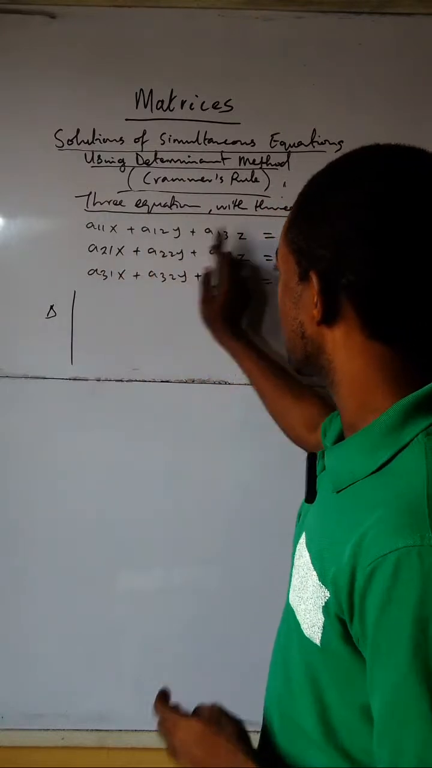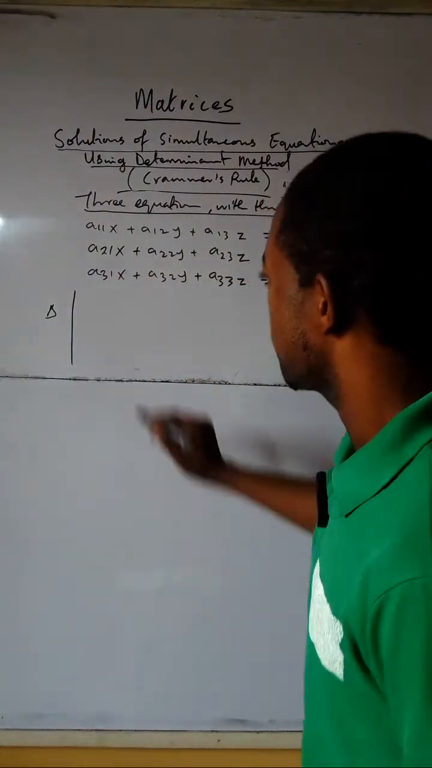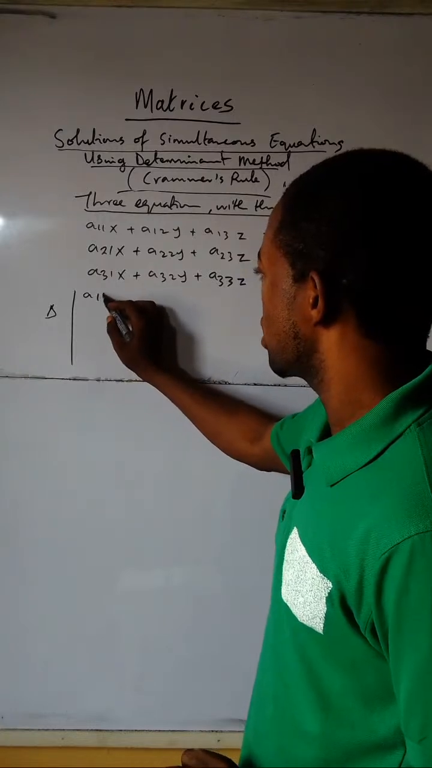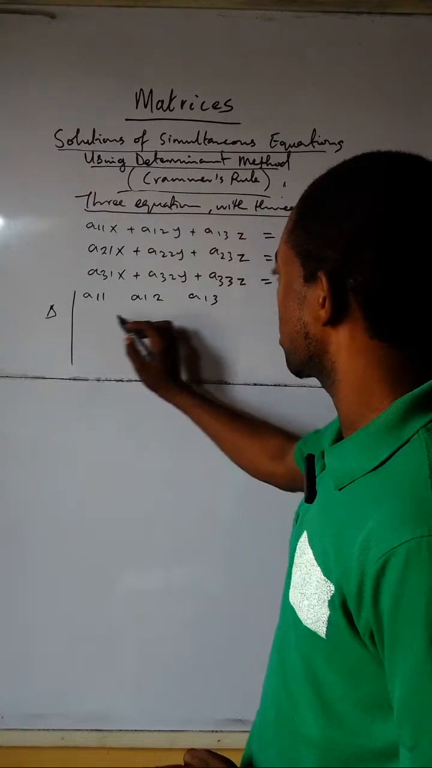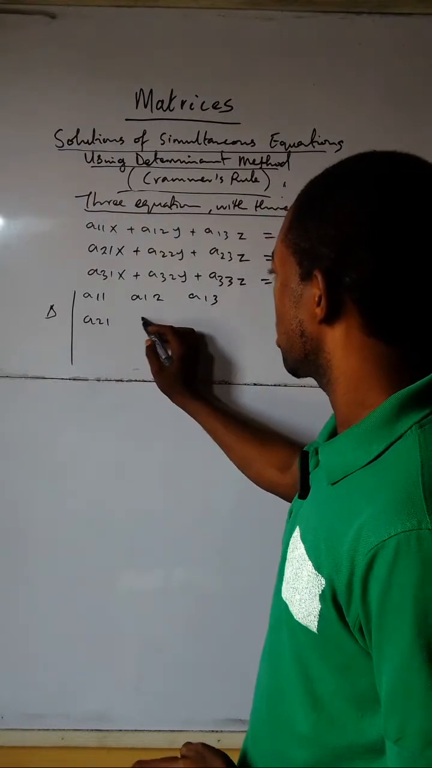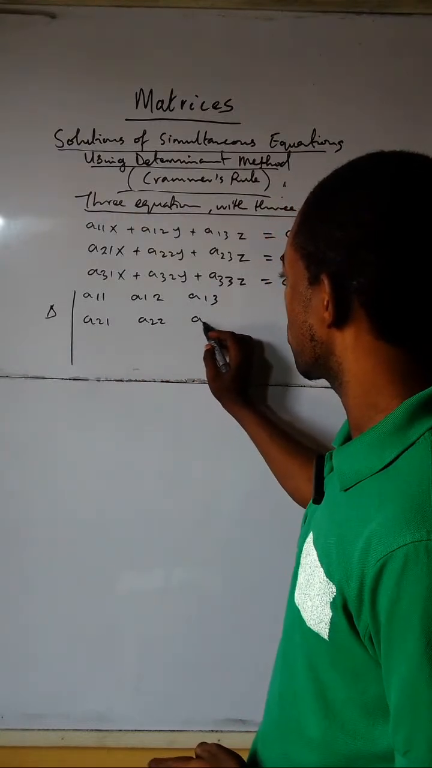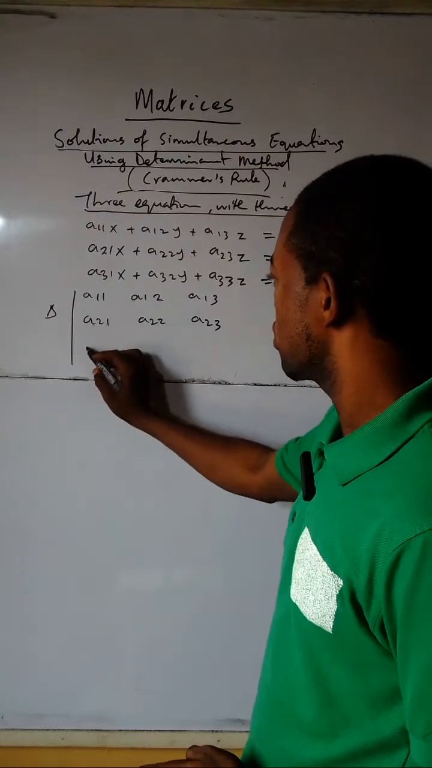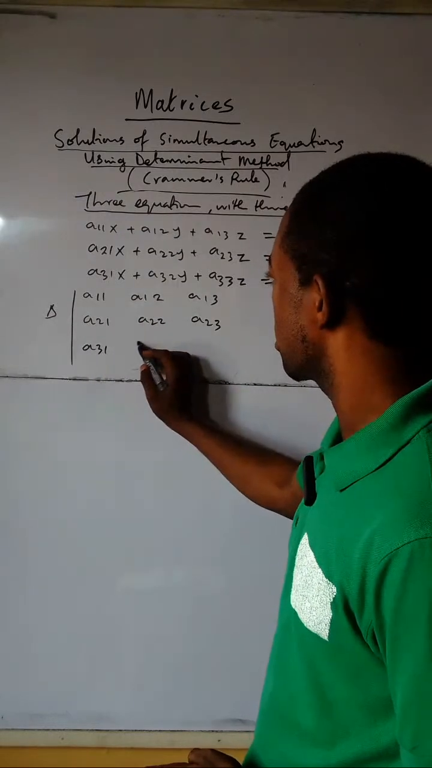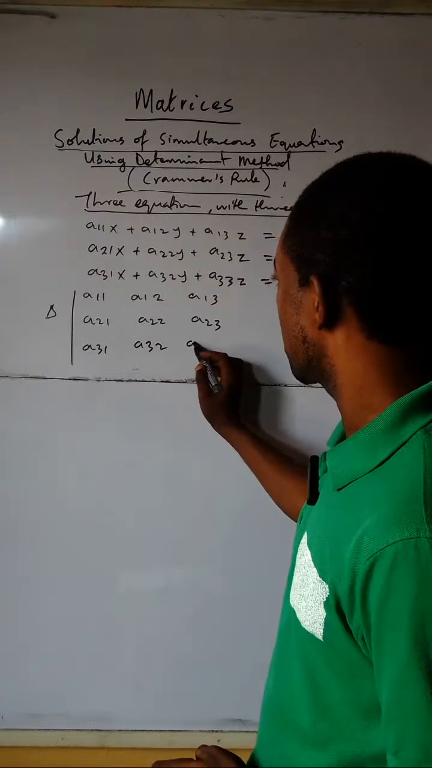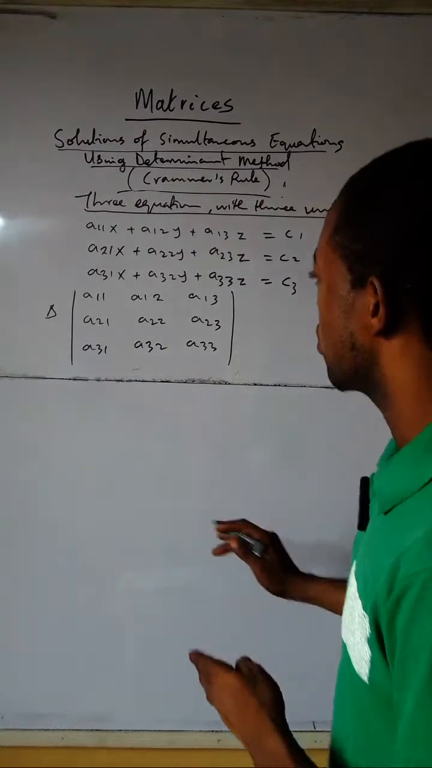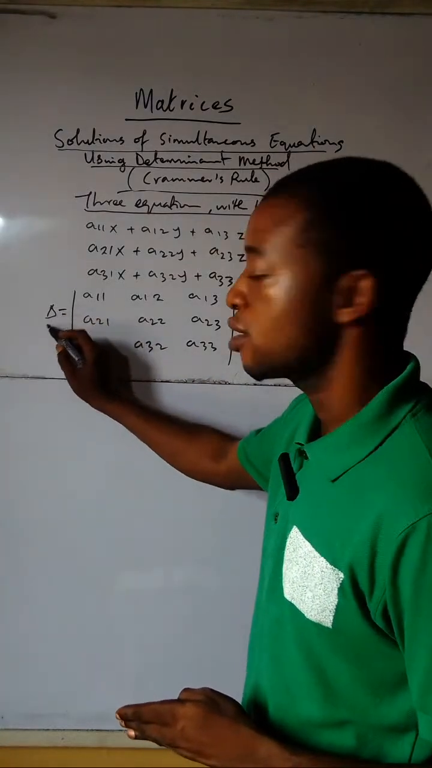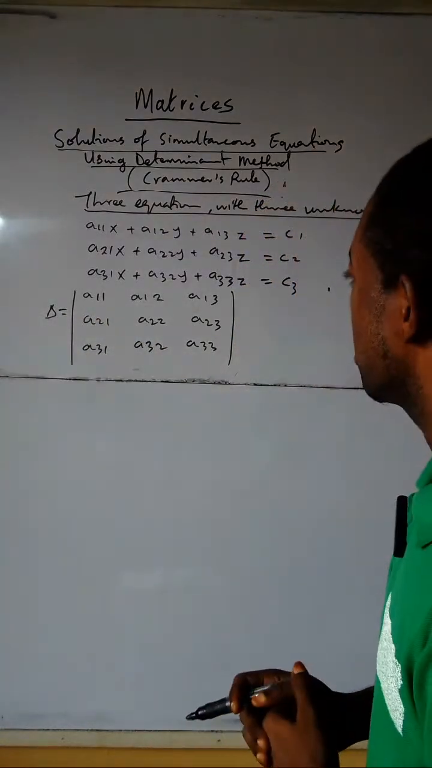Write out the coefficients on the left hand side. That is, here we have the coefficients a11, a12, a13, a21, a22, a23, and also here we have a31, a32, a33. Here we have a 3 by 3 matrix. So we find the determinant, denoted as delta, from here.